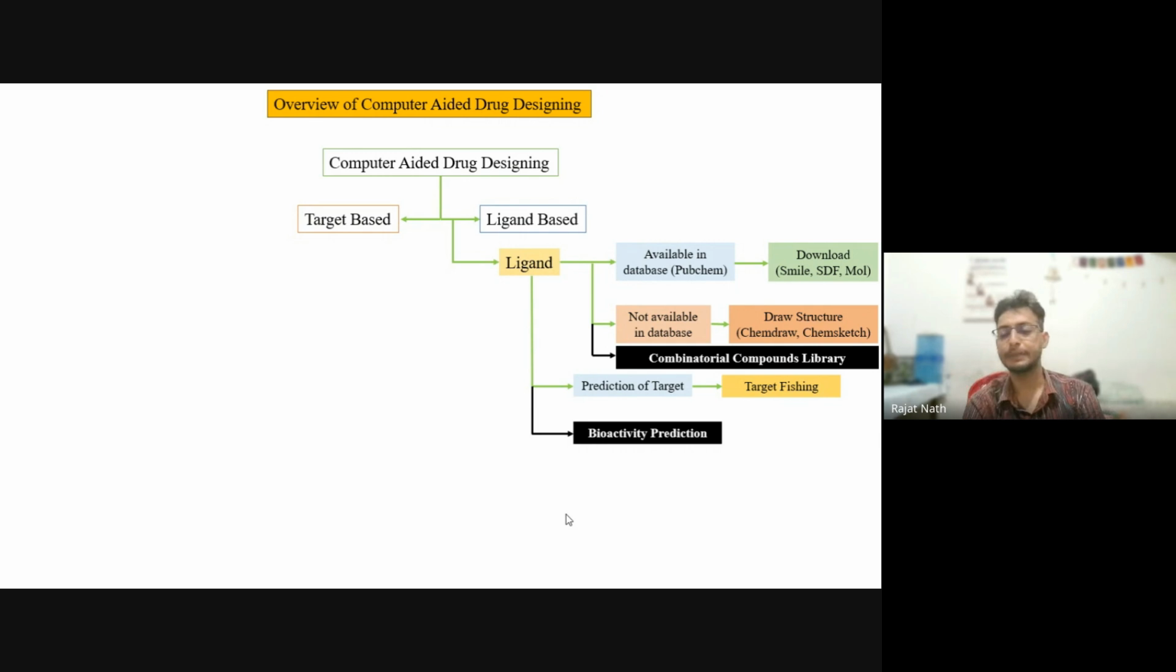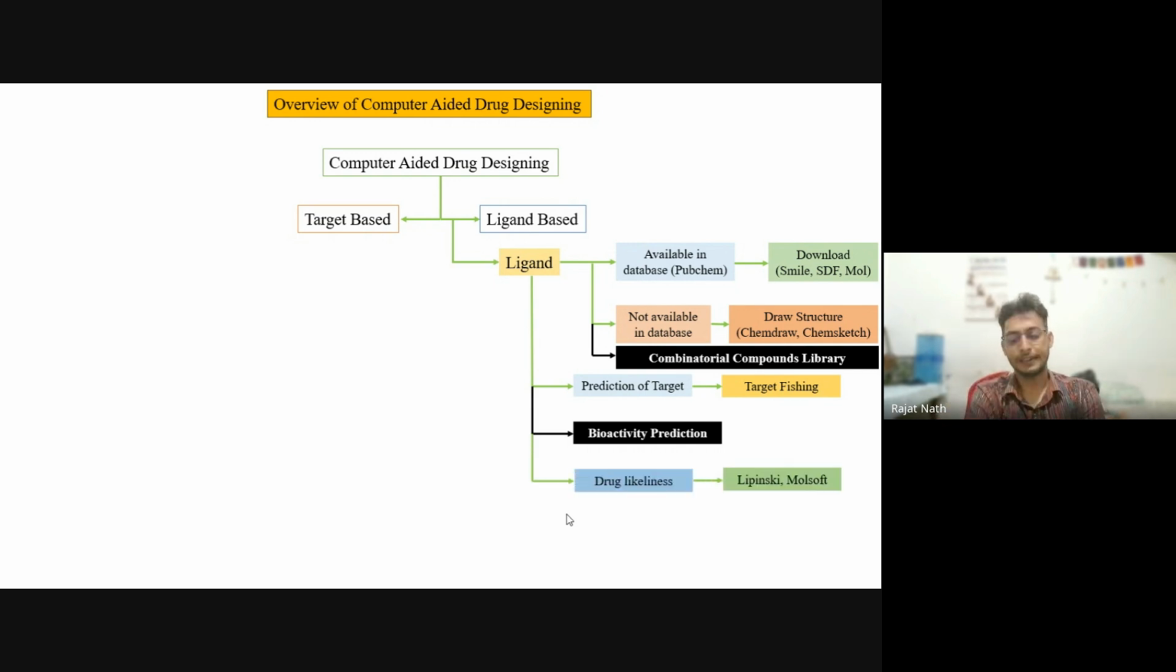Then comes bioactivity prediction. This is another process. In this case also, we will upload our ligand and it will predict the probable bioactivity. That is, is it showing any anti-cancer activity or not? Is it showing any hepatoprotective activity or not? Is it showing any neuroprotective activity or not? By that, we can assume that this ligand has this type of activity. So we can focus on this type of disease and we can go for further work.